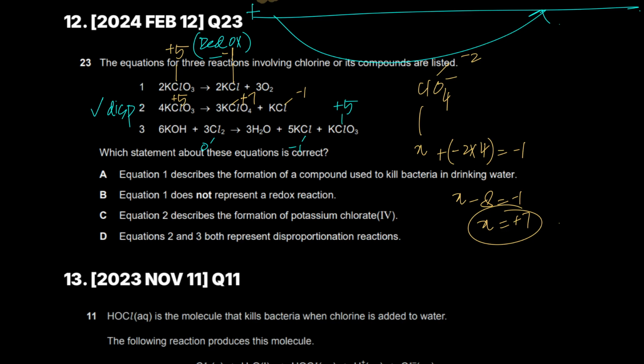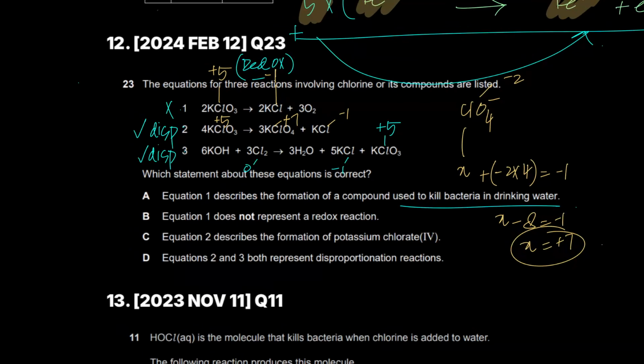The element in the single species is both being oxidized and reduced. So this is also disproportionation. And 1 is not disproportionation. So which statement about this equation? Equation 1 describes the formation of a compound used to kill bacteria in drinking water.